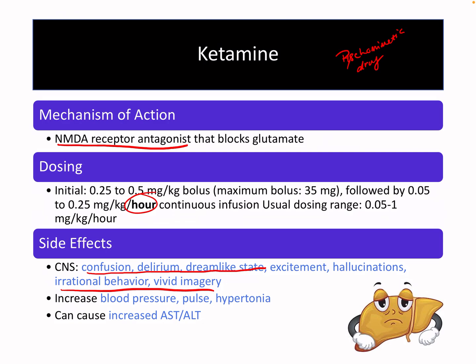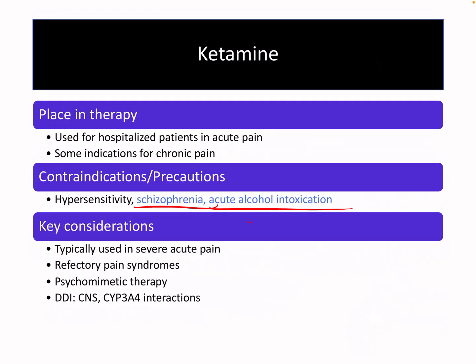So it's associated with increased blood pressure and pulse, along with increase in hypertonia, and it can cause AST and ALT elevations. It does have CYP3A4 interactions. It's only really used in the hospital for acute pain, though it's starting to be used a little bit in chronic pain in selected outpatient clinics, but it does require a lot of monitoring.